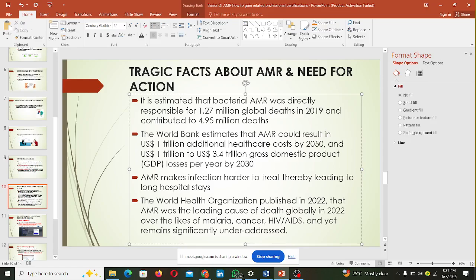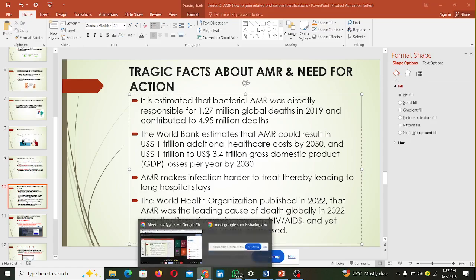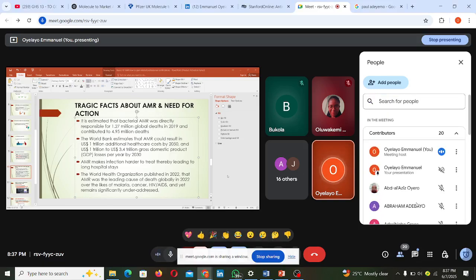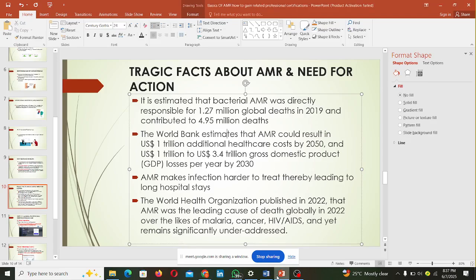Okay, we have some tragic facts about AMR and the need for action. There's an urgent call and a need for action from each and every one of us, because looking at some of the facts that we have here, it shows that antimicrobial resistance is a big problem. It's estimated that bacterial AMR was directly responsible for 1.27 million global deaths in 2019 and contributed to 4.95 million deaths. See deaths in millions, just in 2019, in millions.